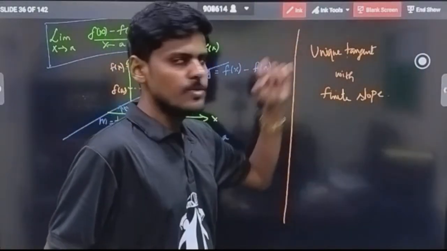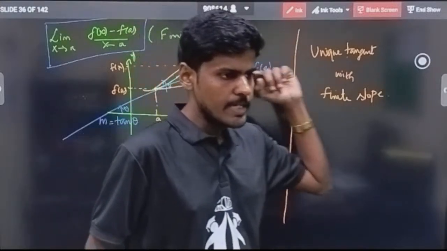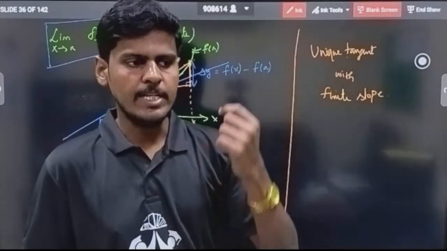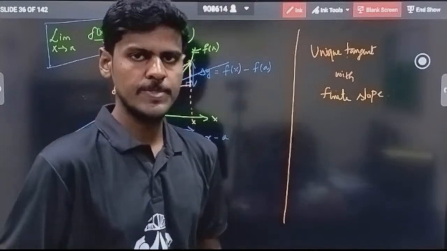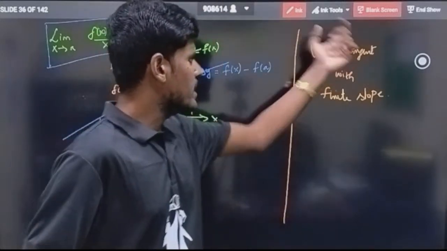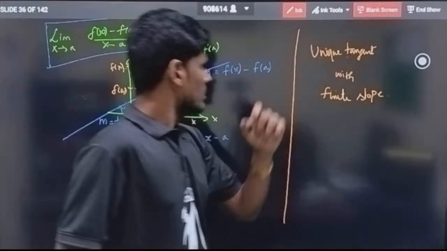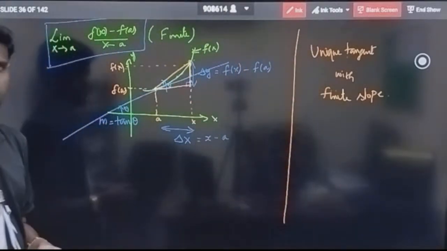That is it. What is a unique tangent? That means you draw a single tangent that has only one slope. You can't have a tangent with more than one slope, right? And why do we have to tell if the tangent is unique or not? I will tell another example.